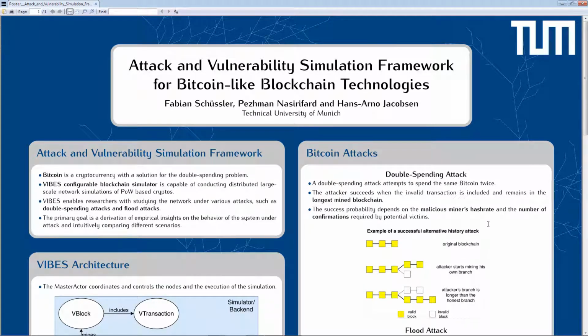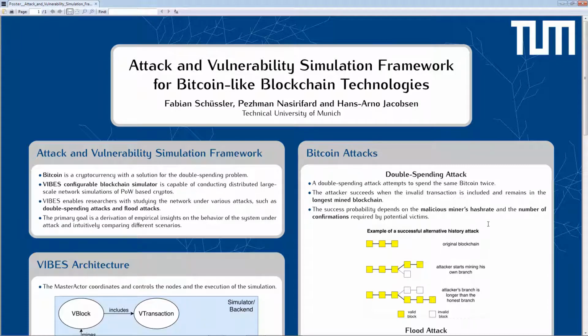Hello everyone, we are presenting our blockchain simulator, which can simulate different attacks like a double spending attack or a float attack on a Bitcoin network. First, what is Bitcoin? Bitcoin is a digital peer-to-peer cryptocurrency solving the double spending problem for the first time. Our blockchain simulator is called Vibes.